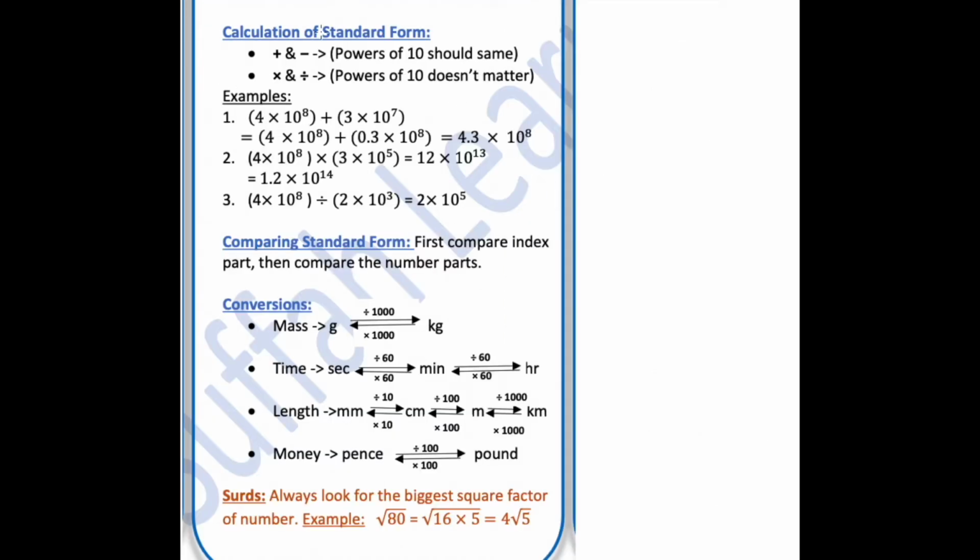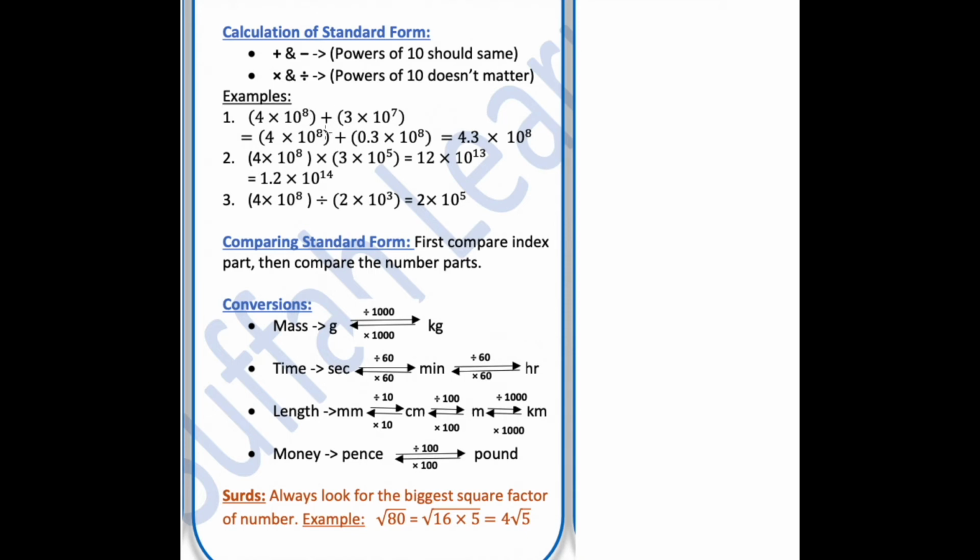In calculations with standard form, you have to focus on the powers of 10. You can only add or subtract when the powers of 10 are the same, otherwise you can't. For multiplication and division, the power of 10 does not matter. In the first example, the power of 10 here is 8 and here is 7, so they are not equal and you cannot add. So to add, you have to make them the same.